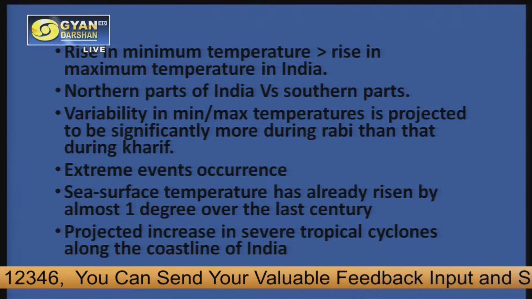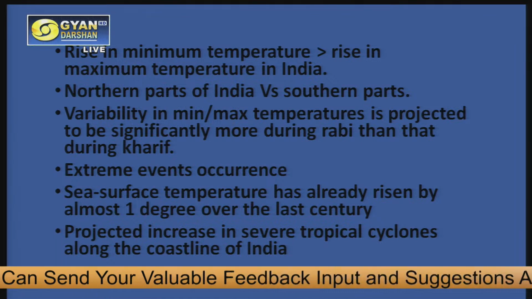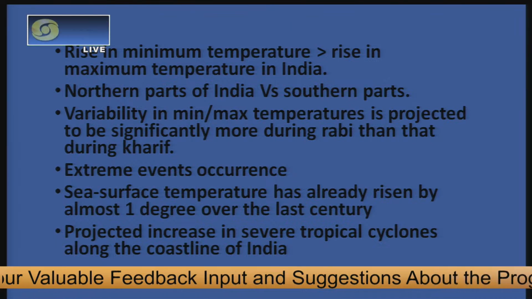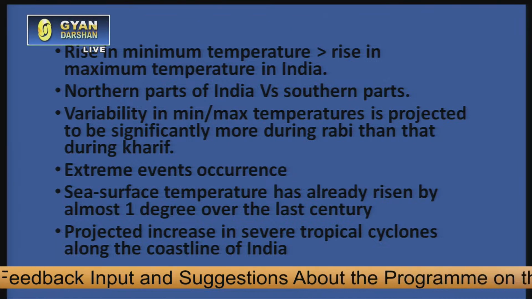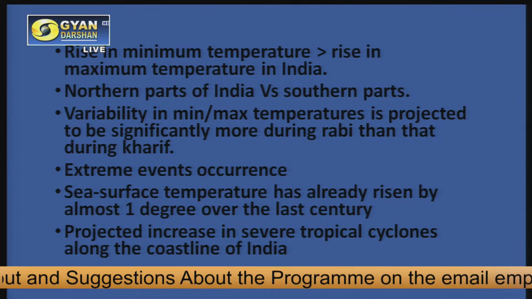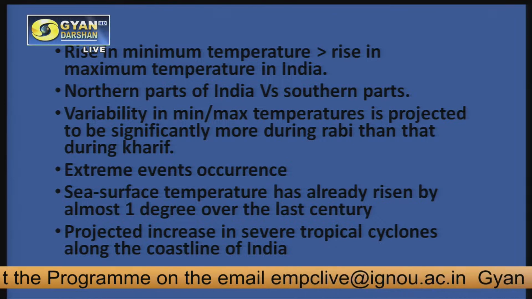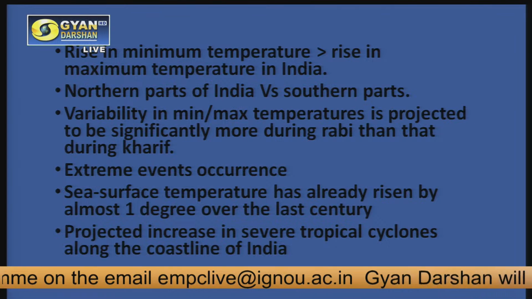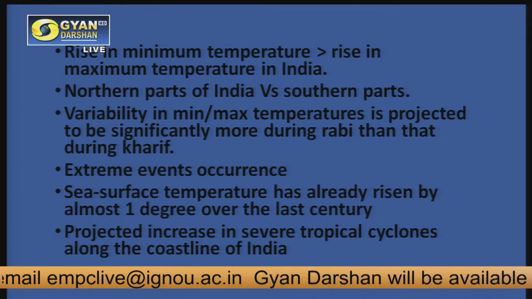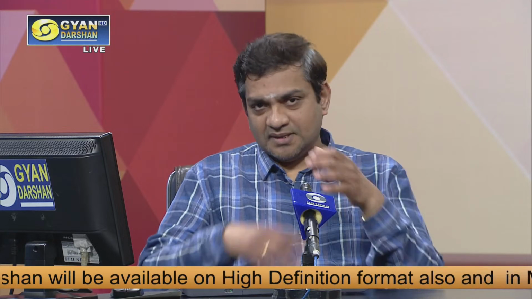The next important thing is that in the recent past, extreme events such as drought, flood, and tropical cyclones are fast increasing, and these events are going to drastically affect the agriculture system.